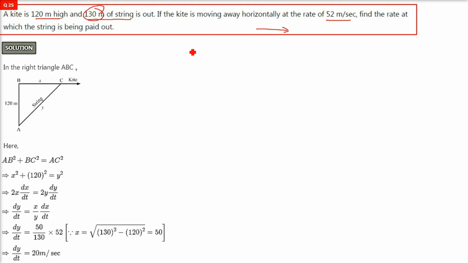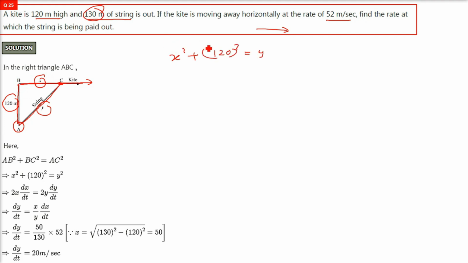So for the rate at which the string is being paid out, let us say that you are standing here, and the kite is above the ground 120 meter, and this kite is moving horizontally in this direction, which I just showed you by the arrow. So 120 meter is this one, kite is moving in this direction. X, let us say, is the horizontal distance, and Y is the length of the string being released. The thing which the question says is being paid out is actually equal to the rate at which the string is released. So let us use the Pythagoras theorem.